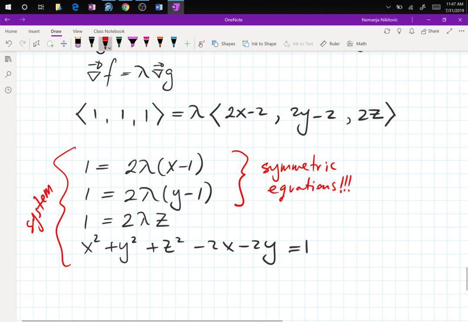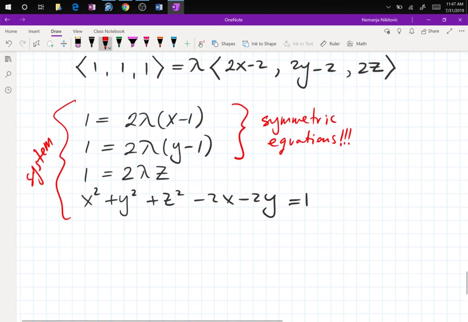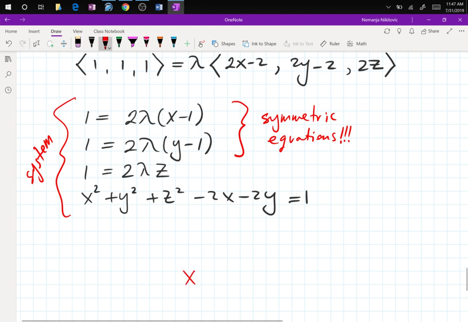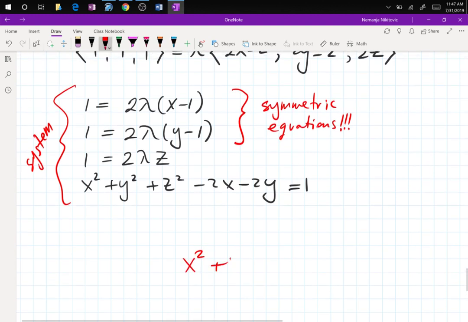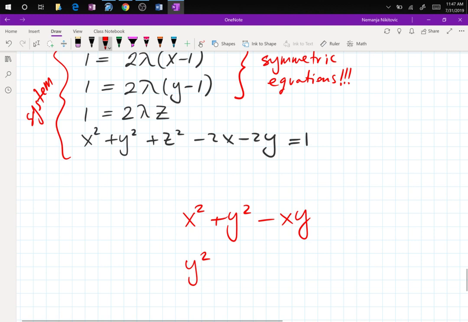You recognize symmetric equations if you replace every x with y and every y with x, you still have the same equation. Let's say you have x squared plus y squared minus xy. This is symmetric. If you replace x with y and y with x, you get y squared plus x squared minus yx. Well, these things are commutative, so, right, it's symmetric.